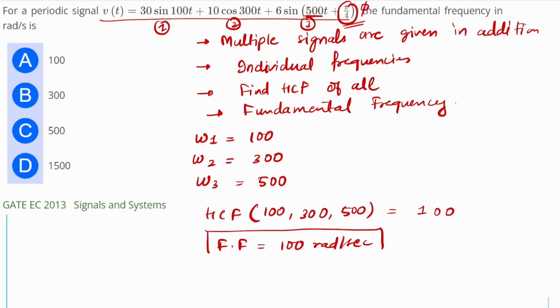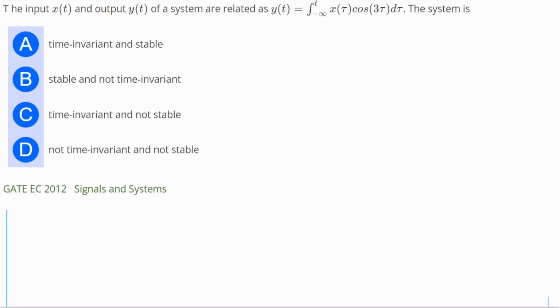Very easy. And they have asked you in radian per second only, so this is directly in radian per second. If they ask you for the fundamental frequency in hertz, you have to divide it by 2 pi. Okay. Moving on to the next question.